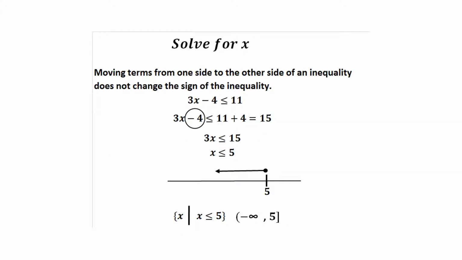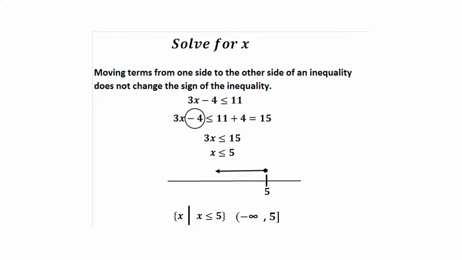Now we'll solve for x with an inequality. And again, moving terms from one side to the other of an inequality will not change the sign of the inequality. Circle the -4, move it to the other side. It's +4. So the new inequality looks like 3x is less than or equal to 11 plus 4, which is 15. Now we will divide by the positive number 3 on both sides, and then we have x is less than or equal to 5.